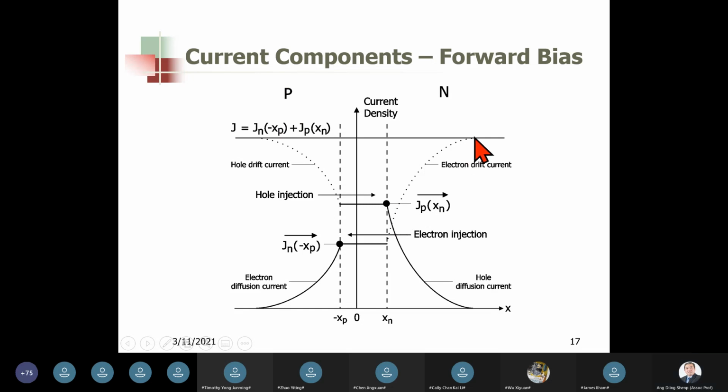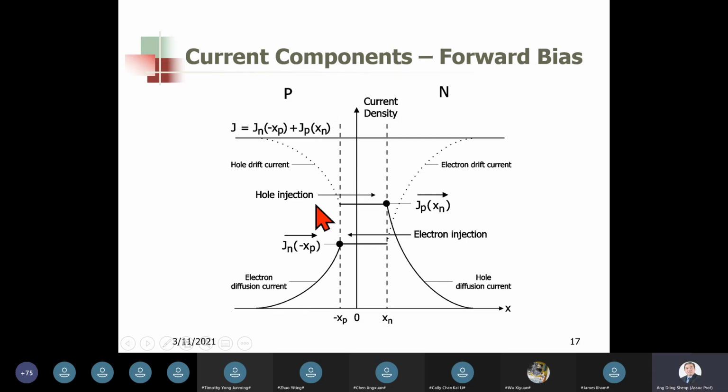Now, what purpose does this drift current serve? Remember, under forward bias, you have electron injection from N to P. In order to sustain this injection of electrons from N to P, electrons must be continuously supplied from the external circuit in the form of drift current. All right, so electrons will drift towards the edge of the space charge region, driven by the weak electric field in the quasi-neutral N region, and they get injected to the opposite P side.